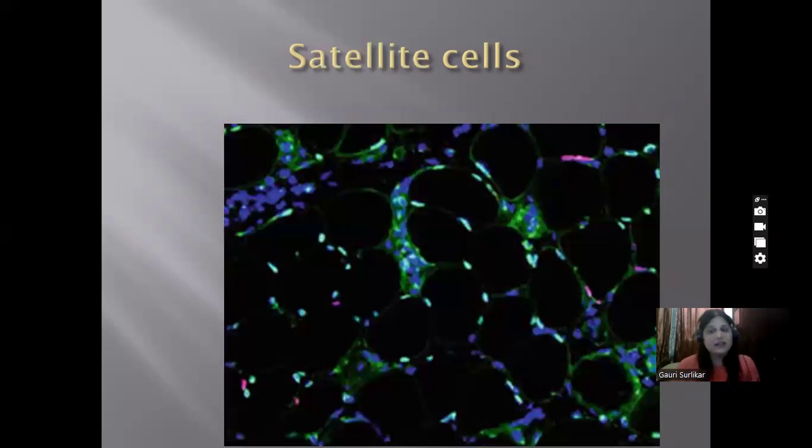Then comes the last type of glial cells, satellite cells. They support the functions of neurons. They are the last type of glial cell, satellite cells, and they support the function of neurons.